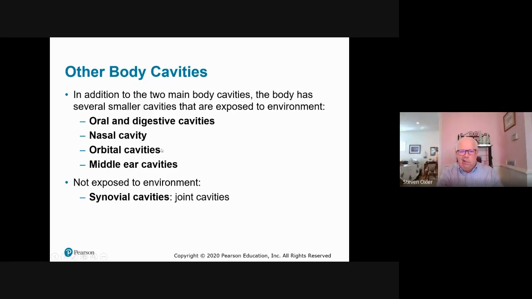You have sinuses. Okay, and middle ear cavity. The middle ear cavity in your ear is obviously open to the environment. Okay, the one cavity that is never open to the environment of the smaller body cavities is the synovial cavity. The synovial cavity. And these are in joints. I'm going to ask you about the synovial cavity. All right. Every joint has a synovial cavity. Your knee, your elbow, your wrist, and your hip, they all have synovial cavities. And that would be it.